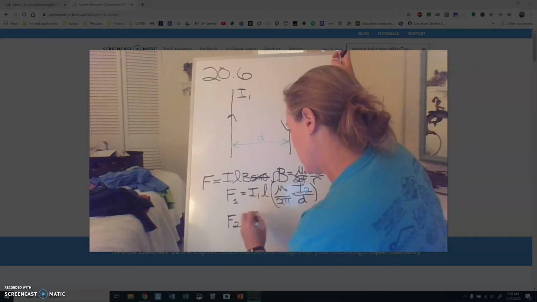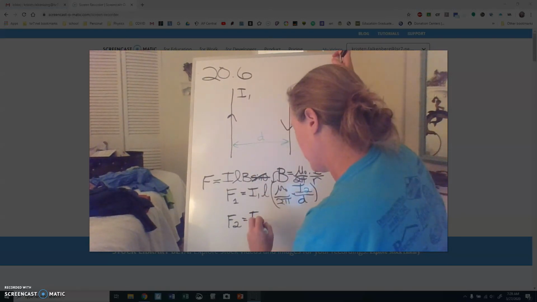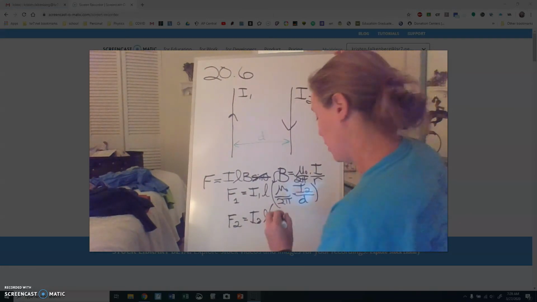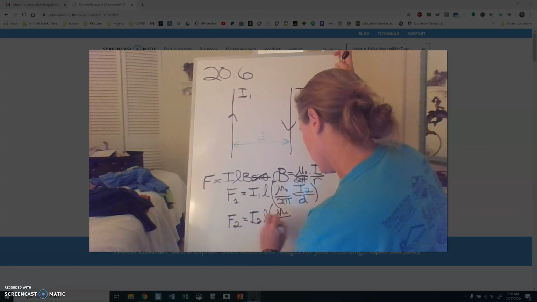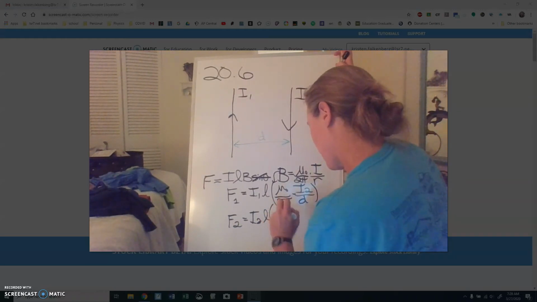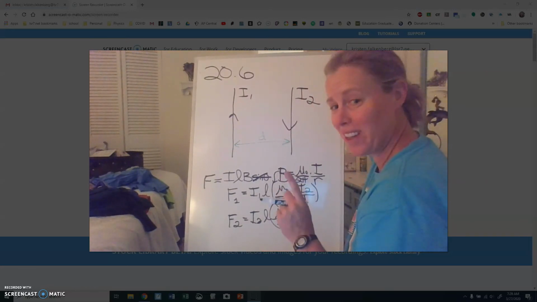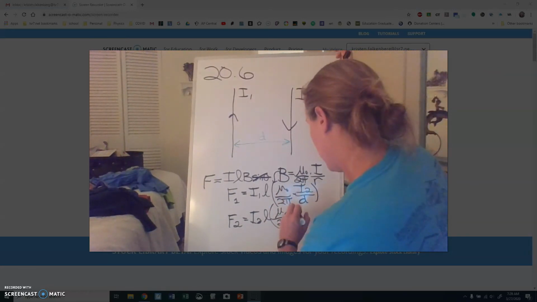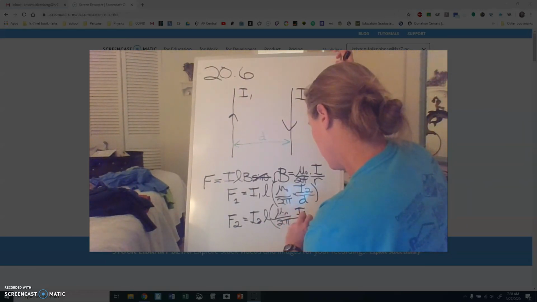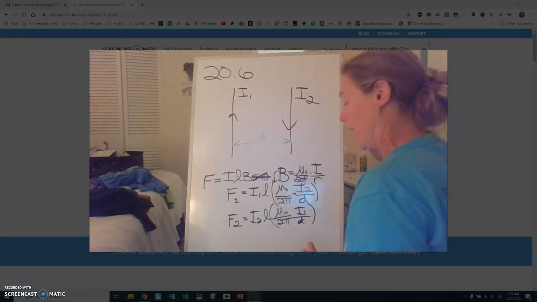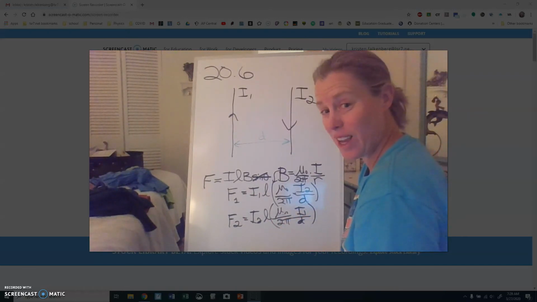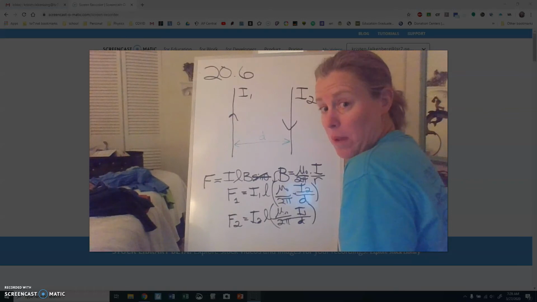Now that would be dependent on how much current I have in 2 and its length, and the field would be produced by conductor 1, so that's mu naught over 2 pi. Mu naught. What is that symbol, Ms. Falkenberg? Oh, glad you asked. That's a mu naught. And then the field that it's experiencing is from I1, so that's I1 over D, right? And if you look at these two equations, you'll see that everything is the same. So what they're getting is equal forces in magnitude.